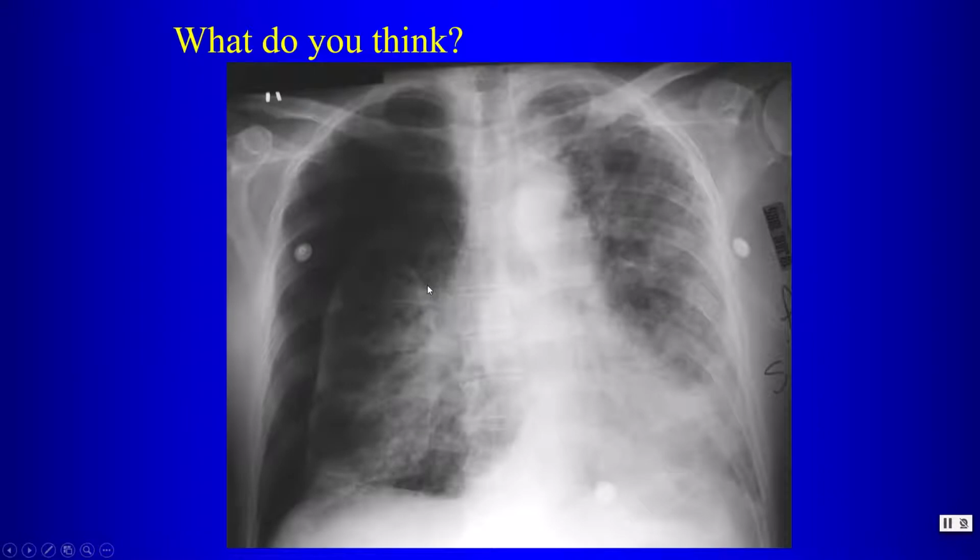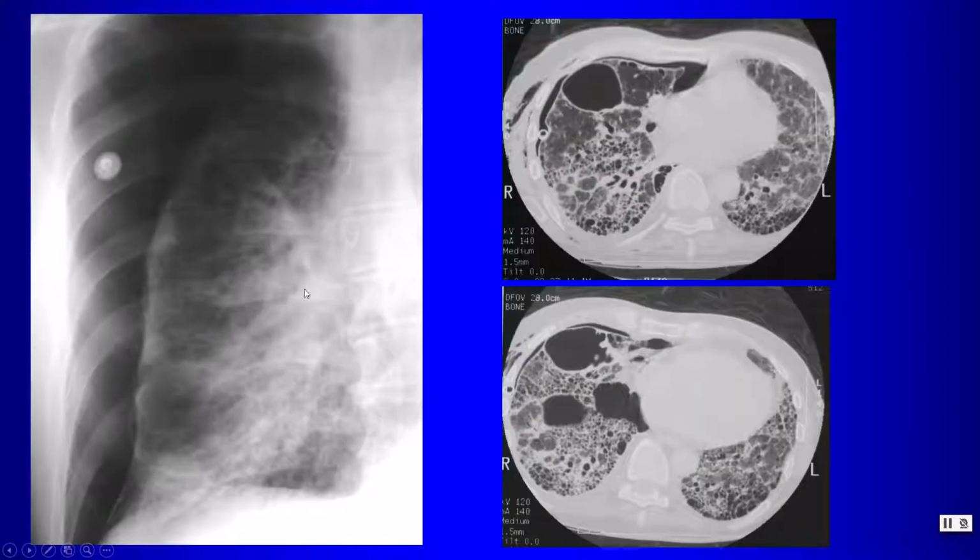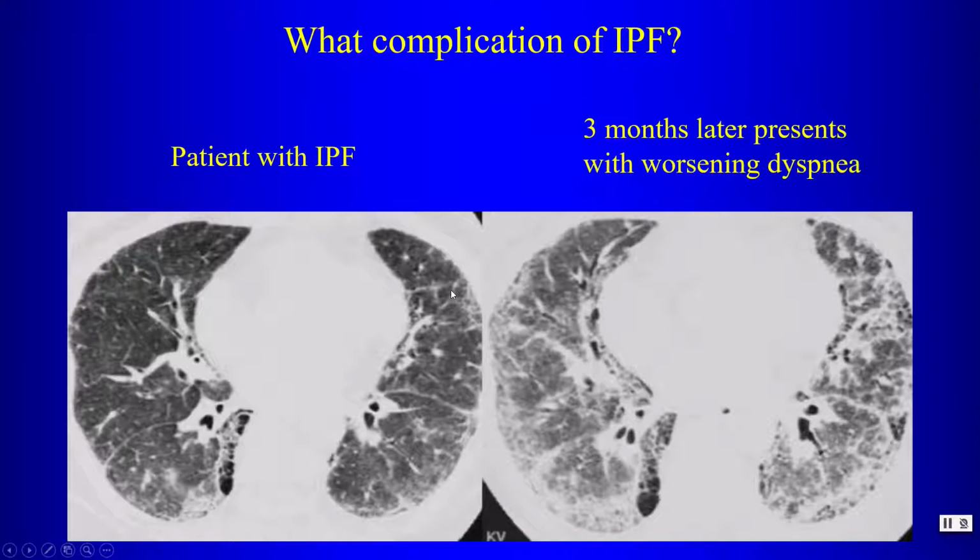Another complication of extensive fibrosis can be pneumothorax, as in this case. So these areas of honeycombing, some of those can break into the pleural space and can result in pneumothorax. So that is another complication of this disease.